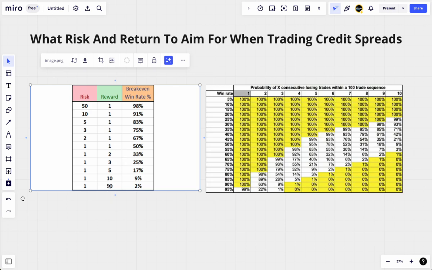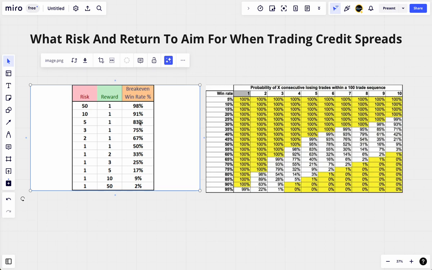Now, credit spreads have the inverse relationship, because by default they naturally have a higher win rate. So if you're risking $5 to make $1, you need an 83% win rate to break even. So you win a lot more, and if you win a lot more, then you can change that risk to reward.